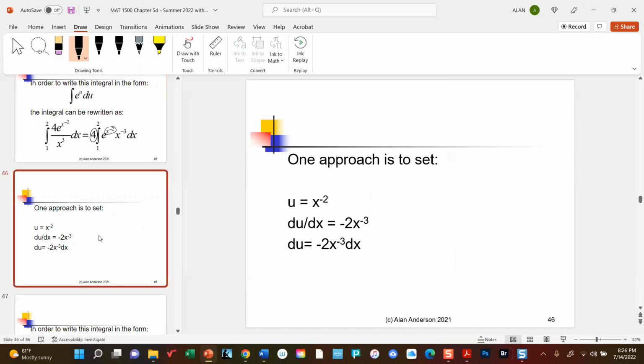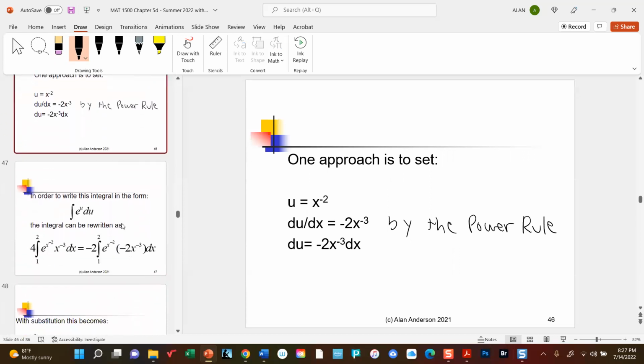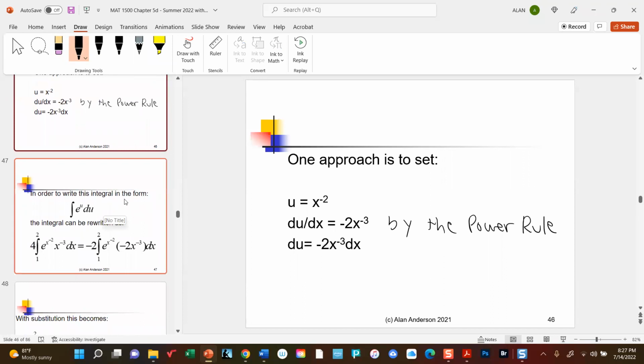And just like before, u will be x to the minus 2. du/dx would be negative by the power rule, minus 2x to the minus 3. Therefore, du is minus 2x to the minus 3 dx. And again, we don't actually have it set up that way, but it's close. But rather than multiplying and dividing, we're actually going to do something just a little bit different.